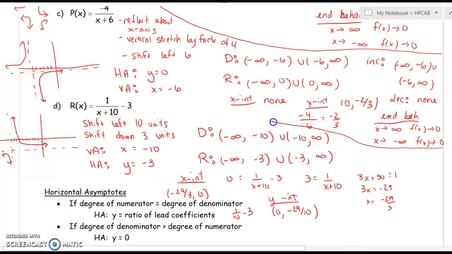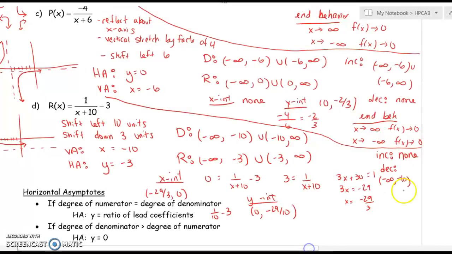Let's see. We've got increasing and decreasing. So increasing, as you go from left to right, that's decreasing, and that's decreasing, so it never increases. Decreasing, it's going to go from -∞ to -10. And then it's also going to go from -10 to +infinity. All right, so that's decreasing.